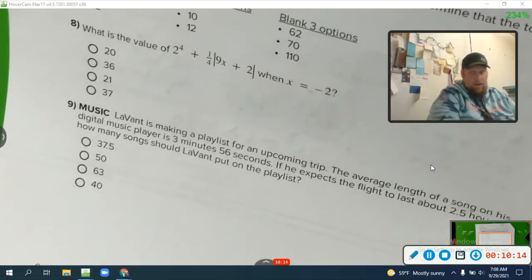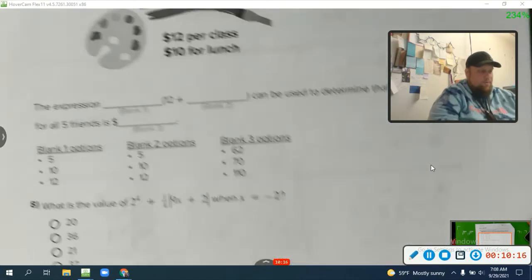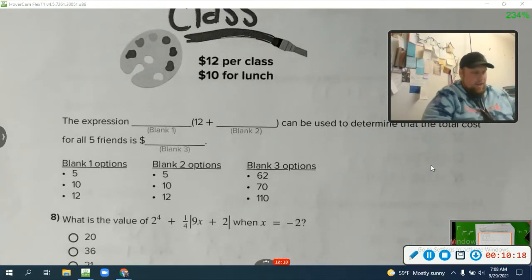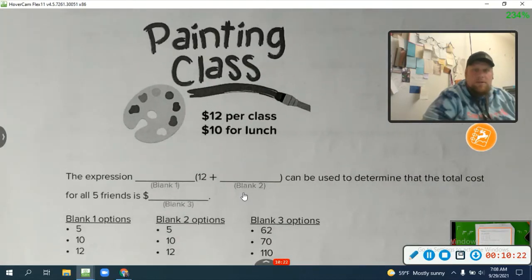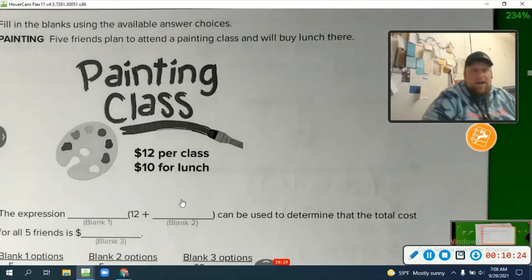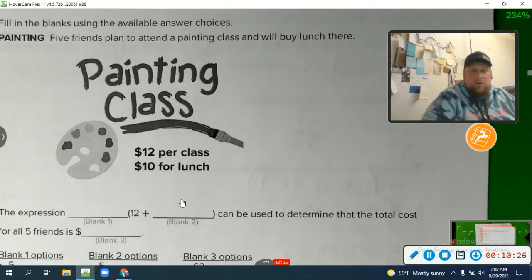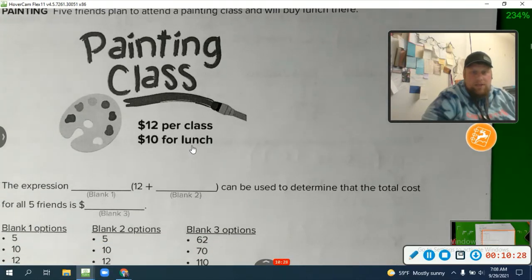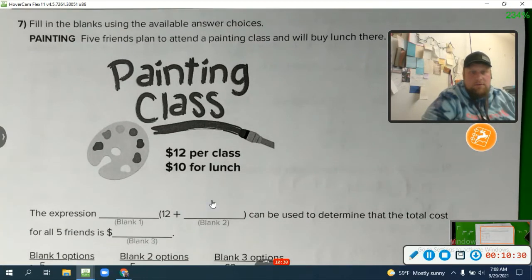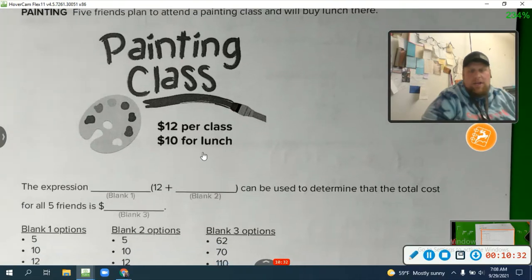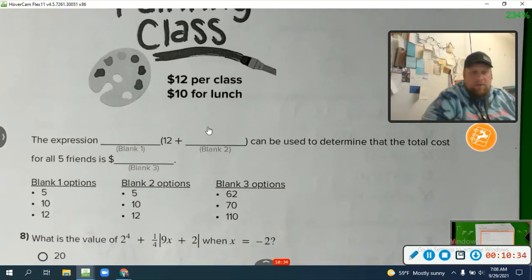And we have our last one right here. We're going to talk about painting class. What does it say up here? It says 5 friends plan to attend a painting class and will buy lunch there. 5 friends are buying lunch. All right. So they're going to get painting and lunch. Think about that for a second.